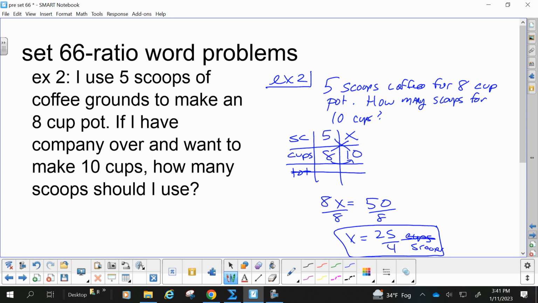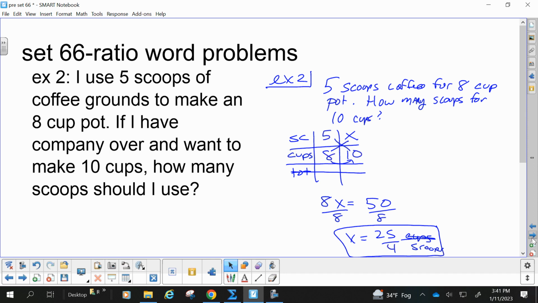Aha, to make 10 cups of coffee. All right, which makes sense. 10 cups is a little more than 8 cups, so 6 scoops is a little more than 5 scoops. It's a logical answer. You dig? Yeah. Okay. Now then, that should do.